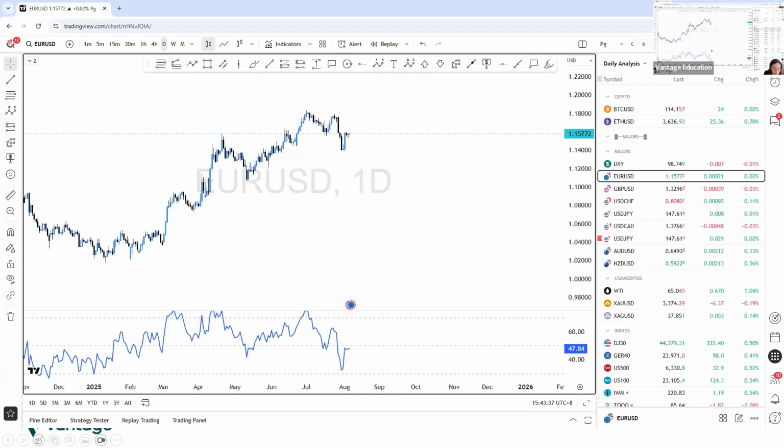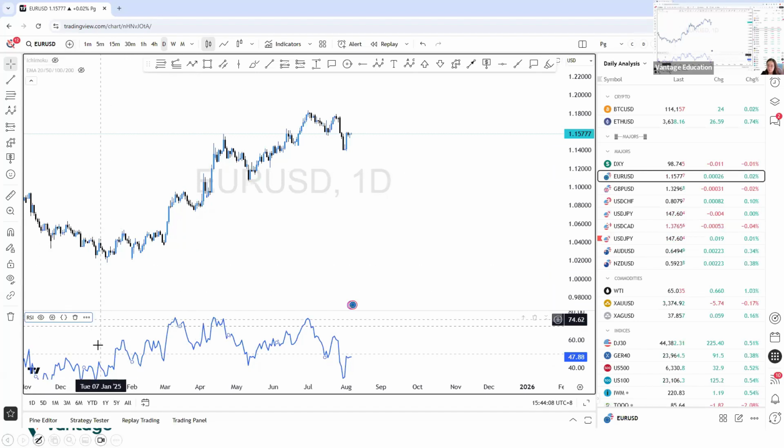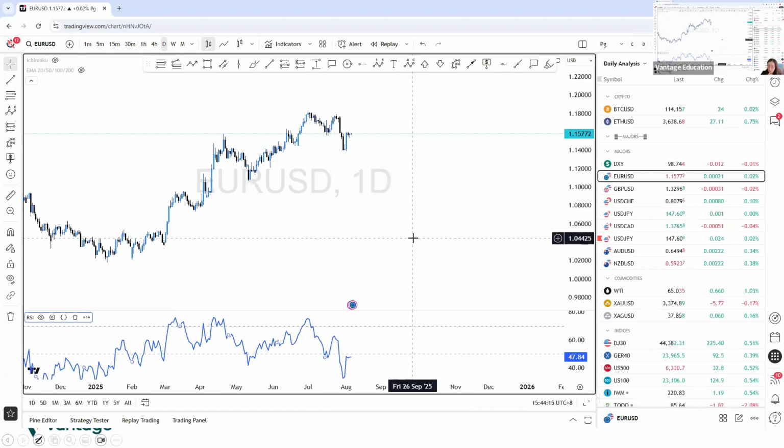The question is, what is the curve at the bottom part of the graph? Oh, you mean here? You mean the indicator, the blue one? Oh, it's RSI. It's RSI, default setting. The indicators that I'm using are only RSI and Fibonacci. Okay, that's all.